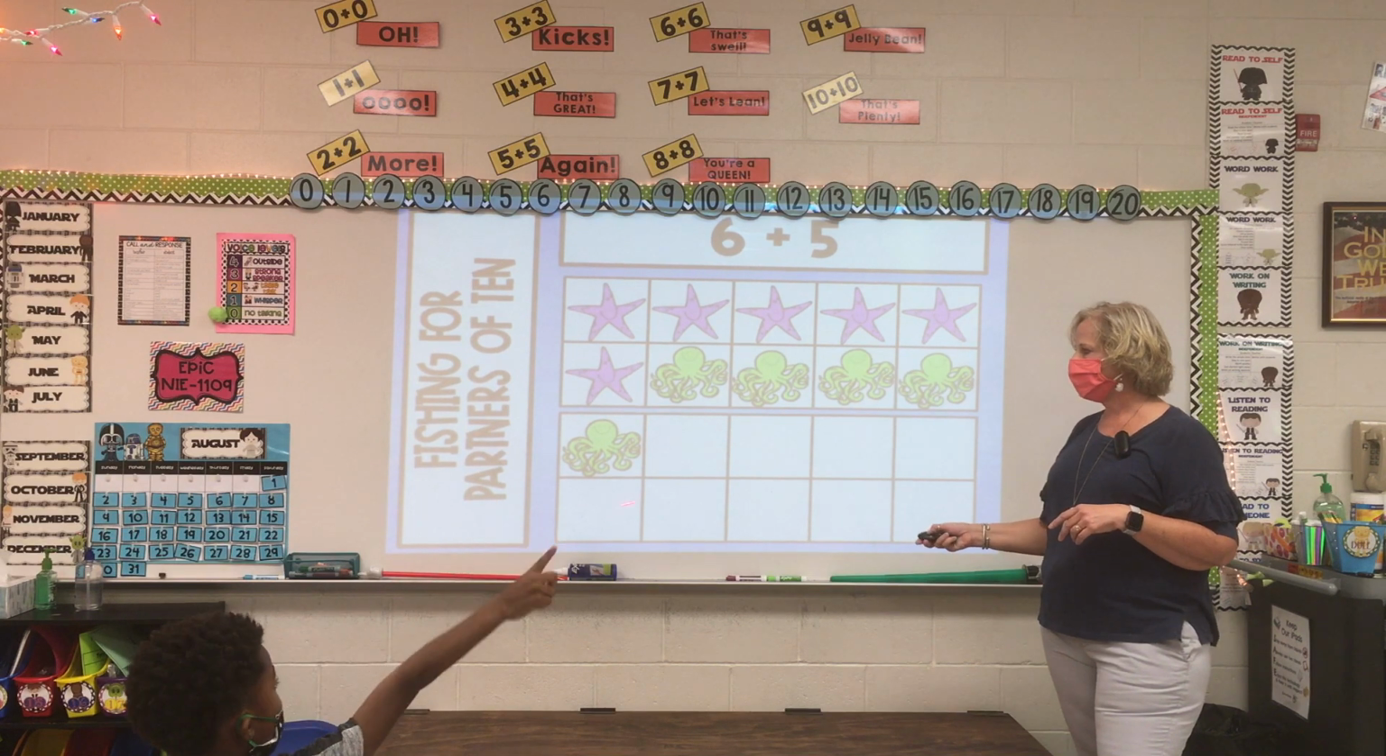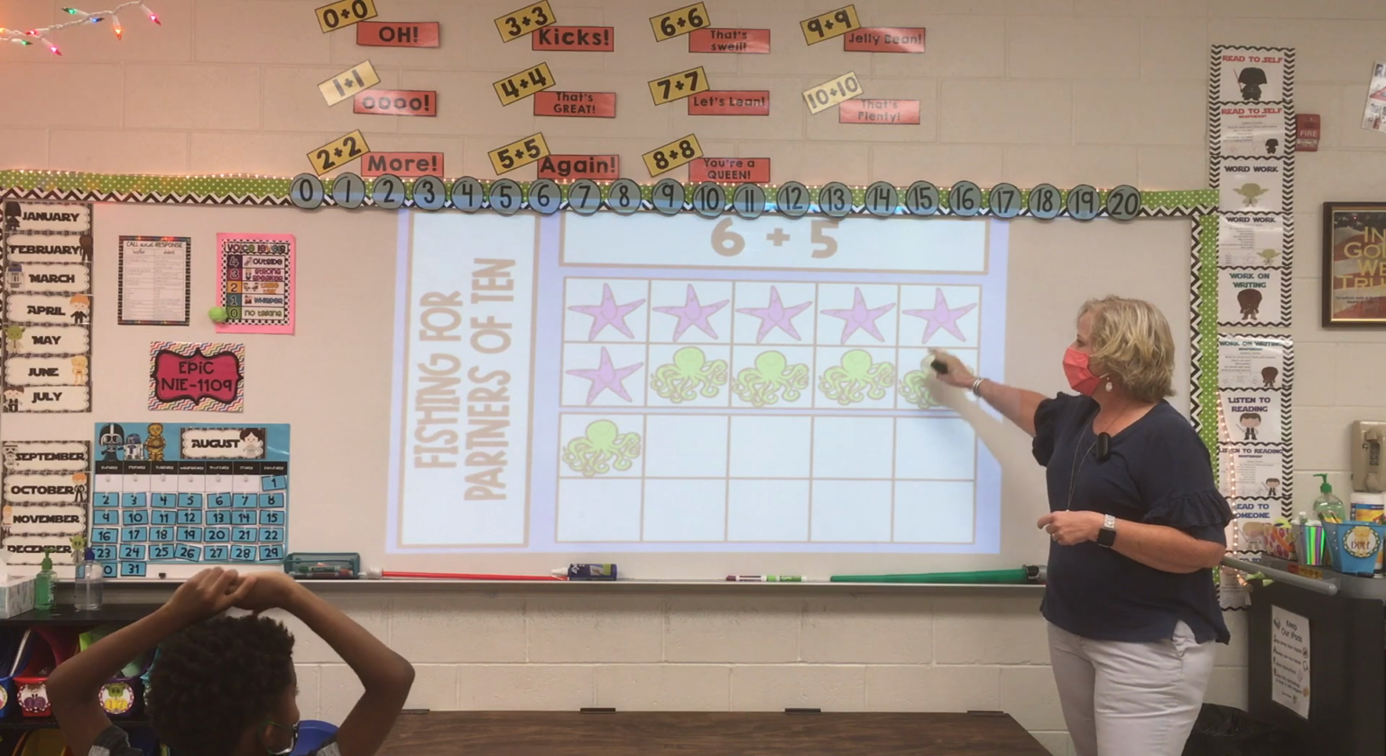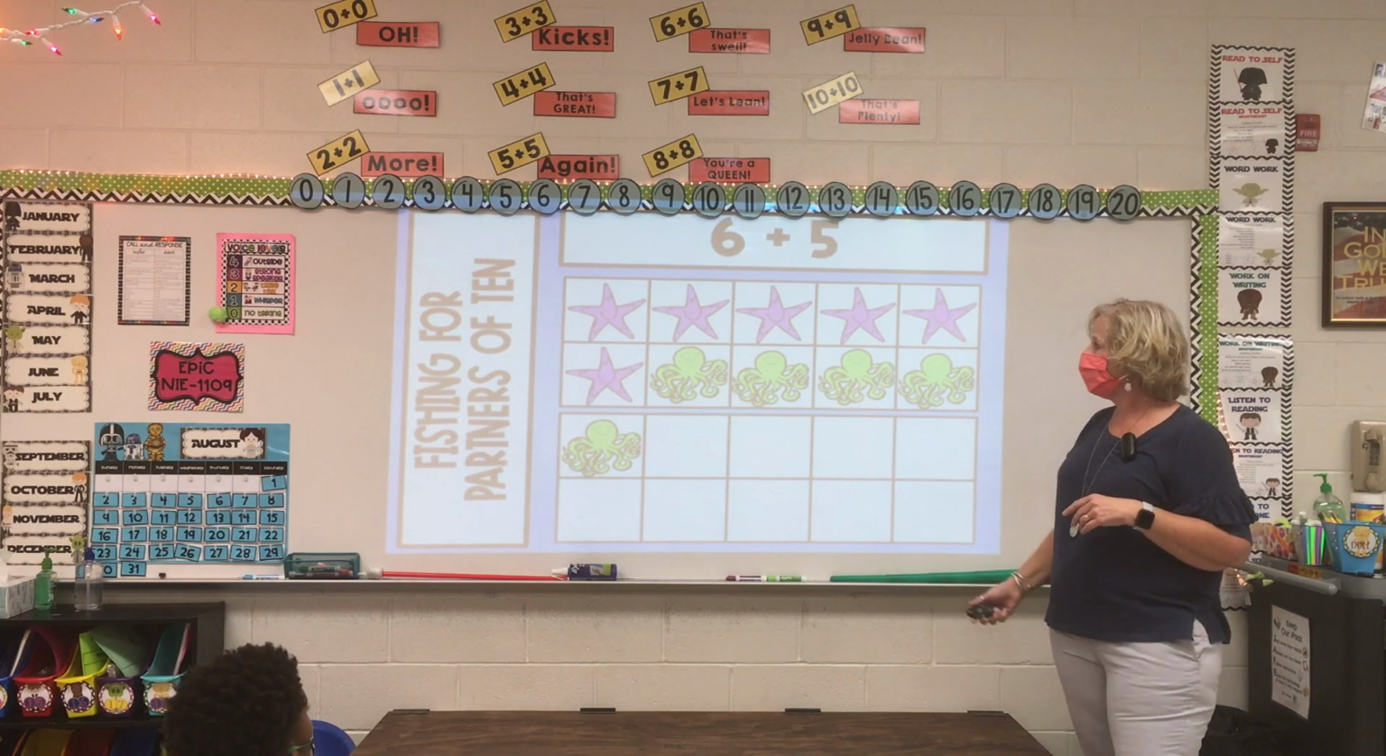So we're going to move those up. That only leaves me with 1 octopus in my second 10 frame. So I have 10 and 1, which gives me 11. Good job.